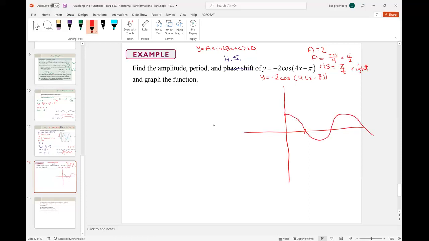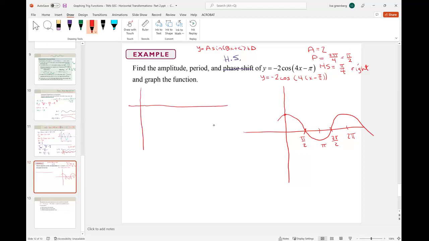So this right here is pi over 2. This is pi. This is 3 pi over 2. This is 2 pi, and so on. And then we have values in the negative direction as well. Okay. So now, in my opinion, the easiest thing to do is to make a chart or a table.